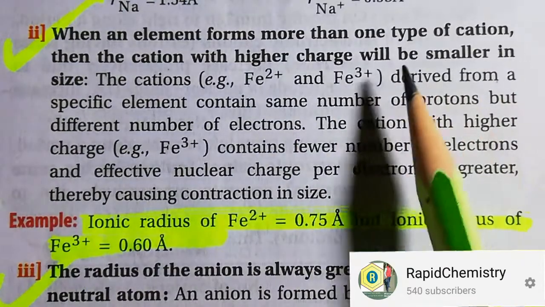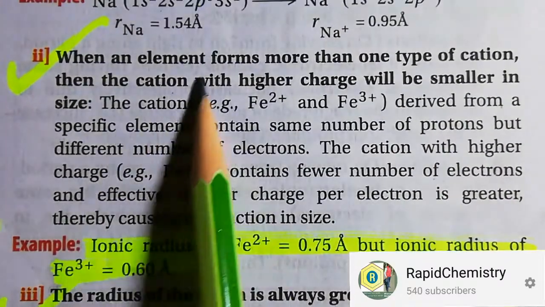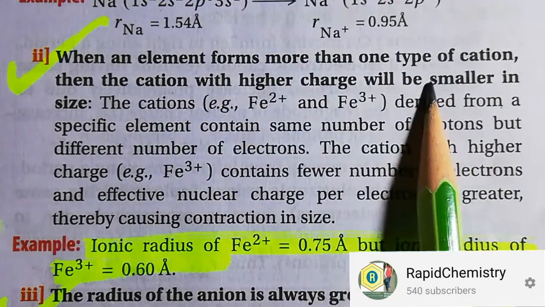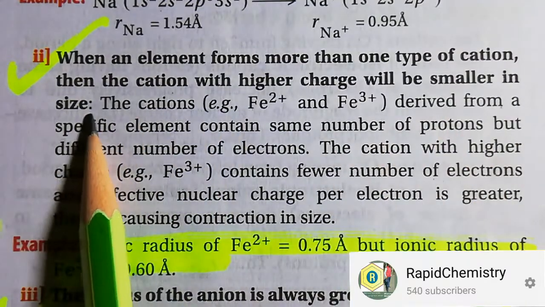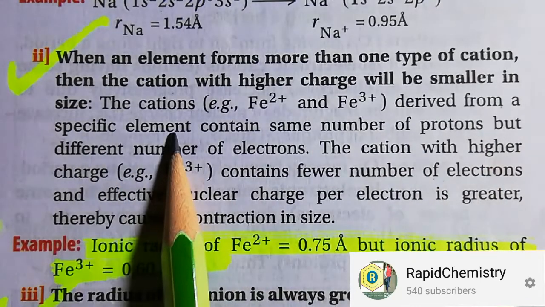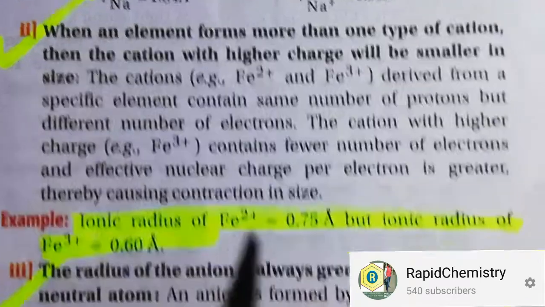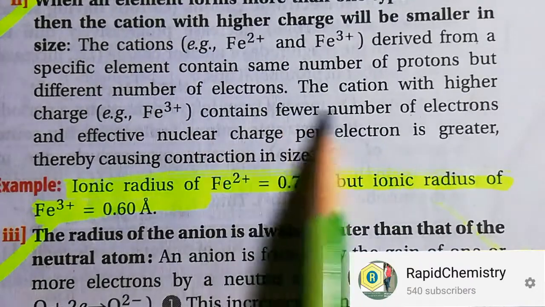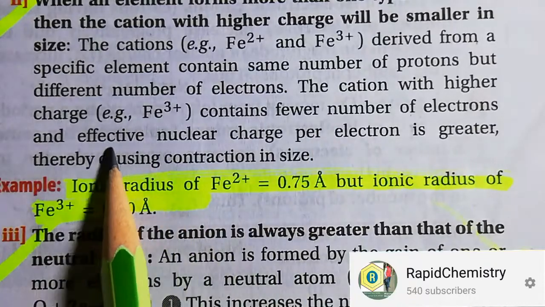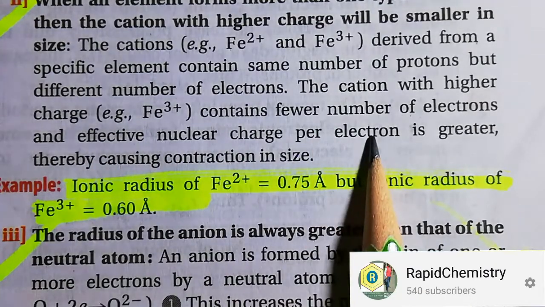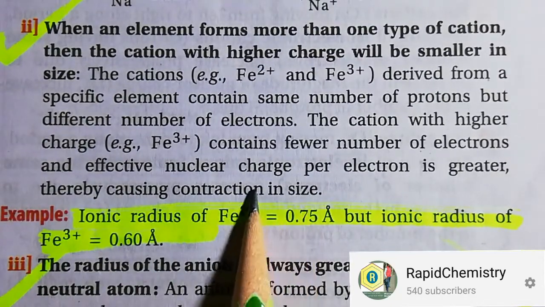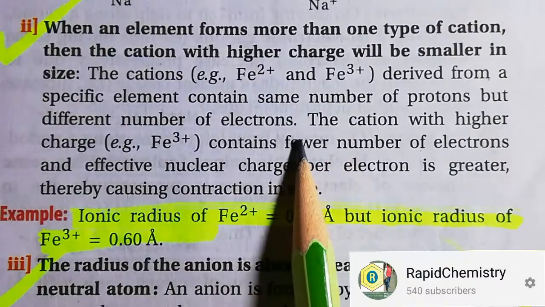So here, let's see what has been written once. Okay, when an element forms more than one type of cation, then the cation with higher charge will be smaller in size. The cations Fe2+ and Fe3+ derived from a specific element contain the same number of protons but different numbers of electrons. The cation with higher charge contains fewer electrons, and the effective nuclear charge per electron is greater, thereby causing contraction in size. So hopefully you got that one.